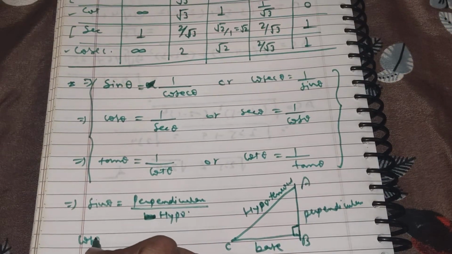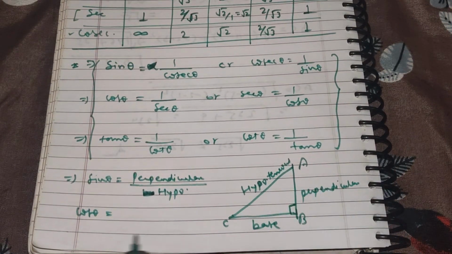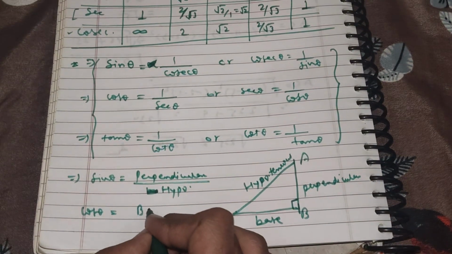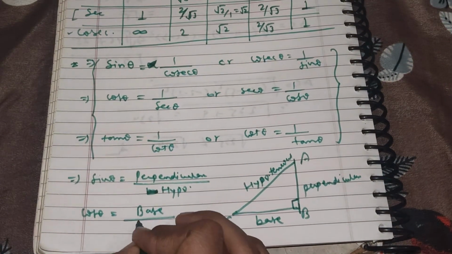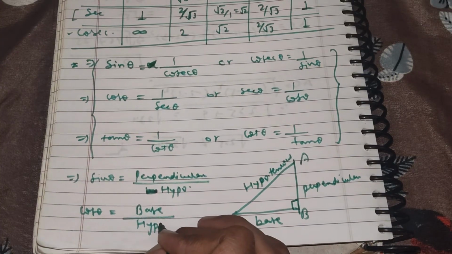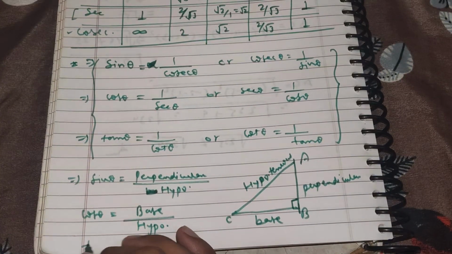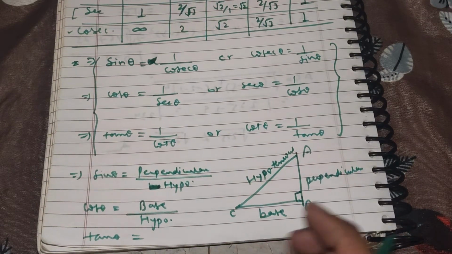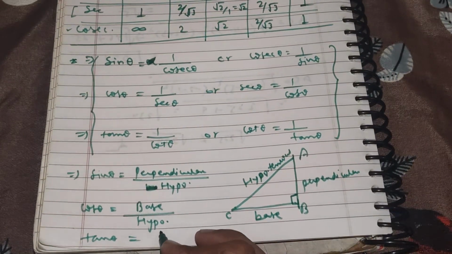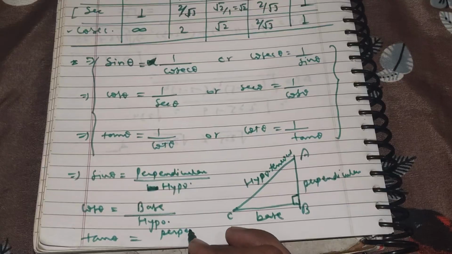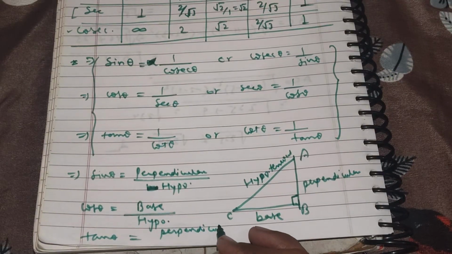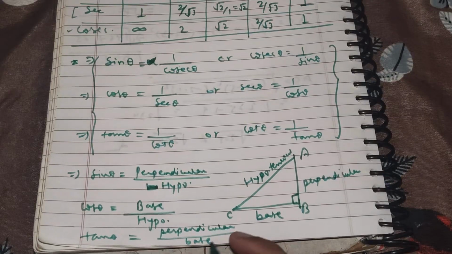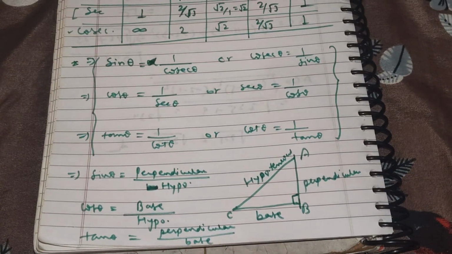and cos theta is equal to base upon hypotenuse, and tan theta is equal to perpendicular upon base. You will easily remember these things.